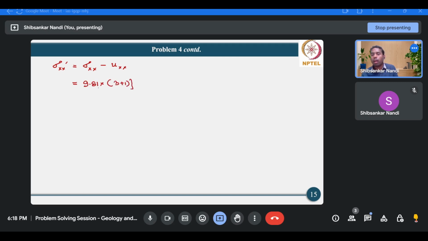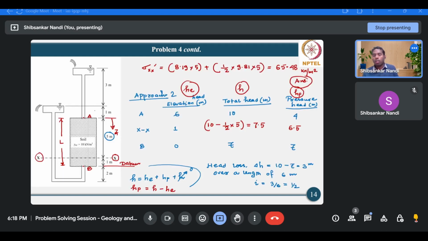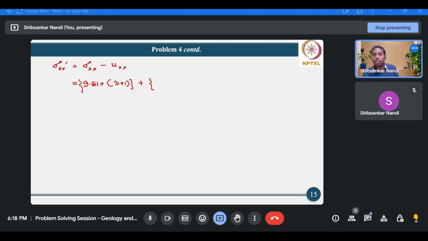Okay. And then the saturated unit weight multiplied by the 5, this distance, so that will give you the total stress. So 18 multiplied by 5, so this is the total stress at section XX.